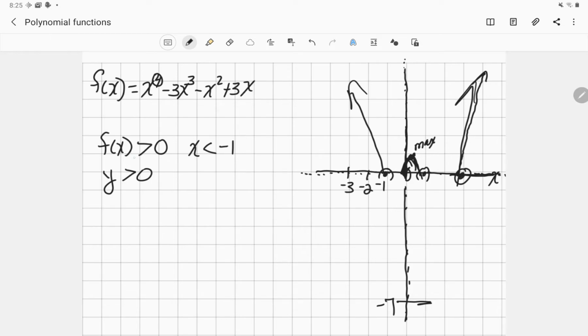If they had put an equal sign underneath the greater than or less than sign, so would I, but they didn't, so I don't. Now, the other place where it's above the x-axis is here between 0 and 1. So if my x is bigger than 0 but less than 1, the graph is above the x-axis. And finally here at 3, if x is bigger than 3, then the graph is up above the x-axis. So this would be my 3 answers to where is f at x bigger than 0.